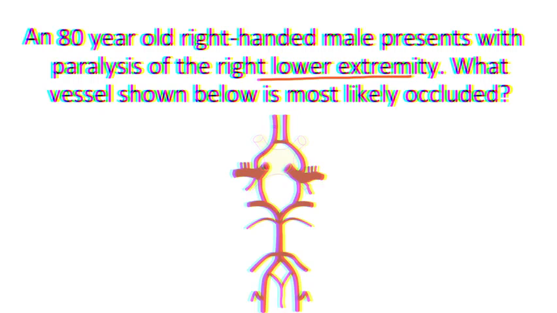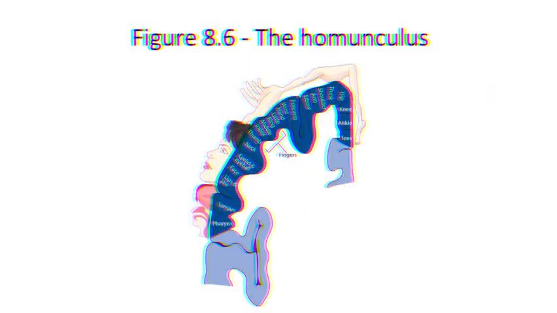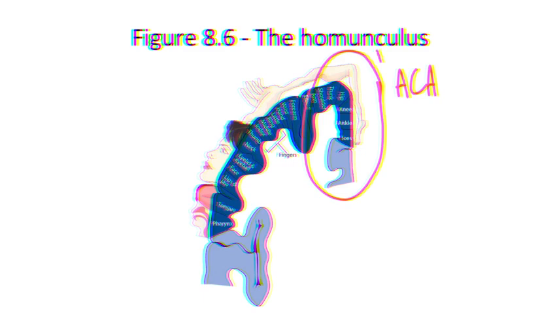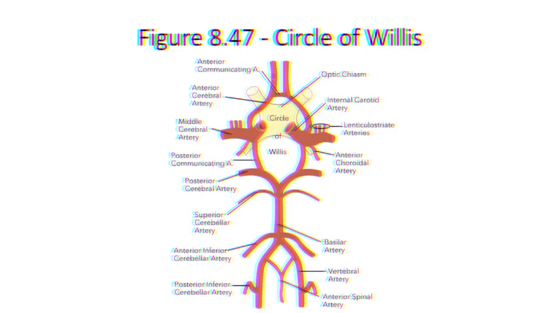From this figure, the left ACA is right here. From figure 8.6 of the homunculus, we can clearly see that our patient has damaged this region. This is because we know that the patient is experiencing paralysis of the lower extremity. Again, the medial portion of the precentral gyrus is supplied by the anterior cerebral artery, or ACA. Because this patient has right-sided paralysis, and we know that the corticospinal tract decussates, we can deduce that the left ACA must be affected. So again, the left ACA must be occluded, which is right here.